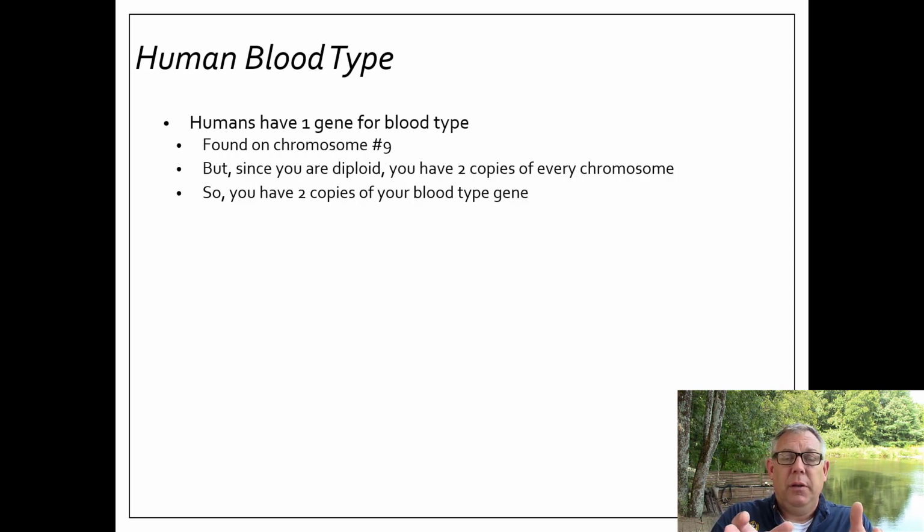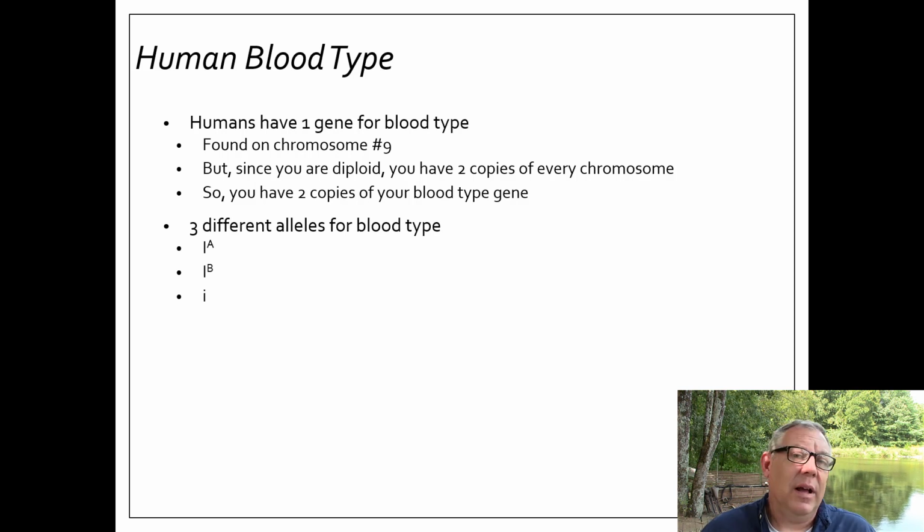But now, you're diploid, right? You got one chromosome from your mom and one chromosome from your dad. And so you have 2 copies of every chromosome. So you have 2 number 9 chromosomes in every cell in your body, and each of those has this gene for blood type. And so you have 2 copies of the blood type gene in every one of your cells.